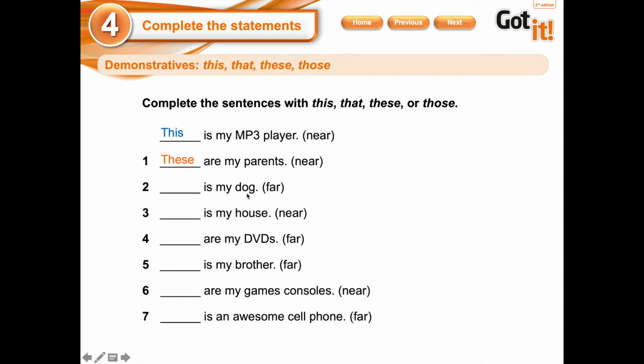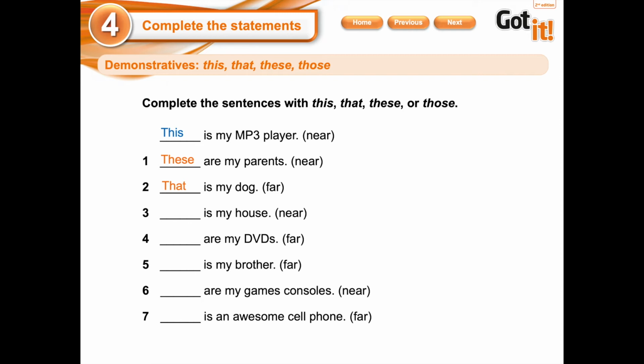"___ is my dog." It's only one dog. You are not telling me that you have, I don't know, 3 or 4 dogs. And we have the clue that it is far. So for that, I have 2 options, that or those. But I have only one, so for that reason it is that. That is my dog. Let's continue with number 3.